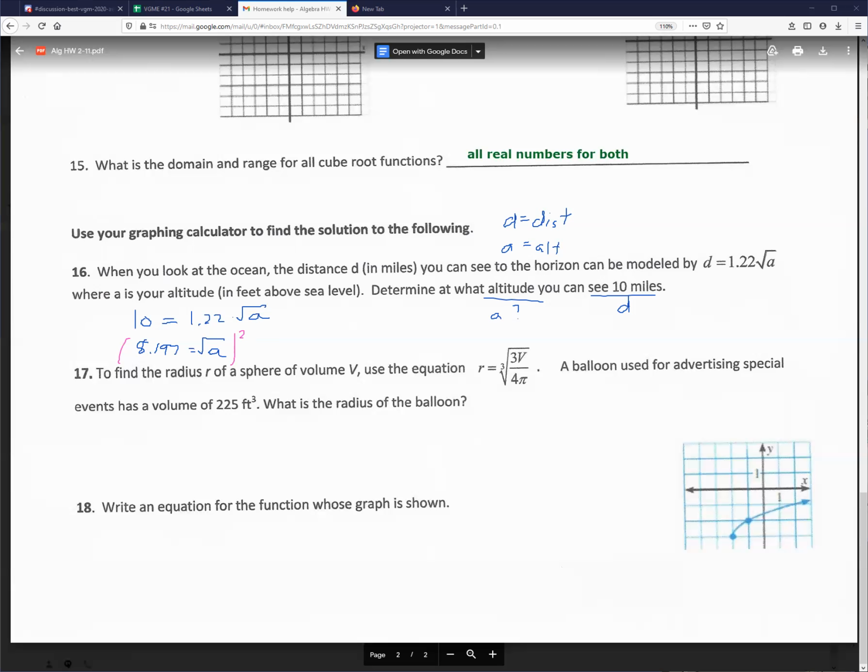Rather than retyping into the calculator, I'm literally just going to hit answer squared so that I don't get any rounding error. And I get A equals 67.186. Now, because this is a real world question, we need to make sure we have units, and we probably should write a sentence. So the altitude at which you can see 10 miles is 67.186 feet. And if you want to throw above sea level in there, you can.